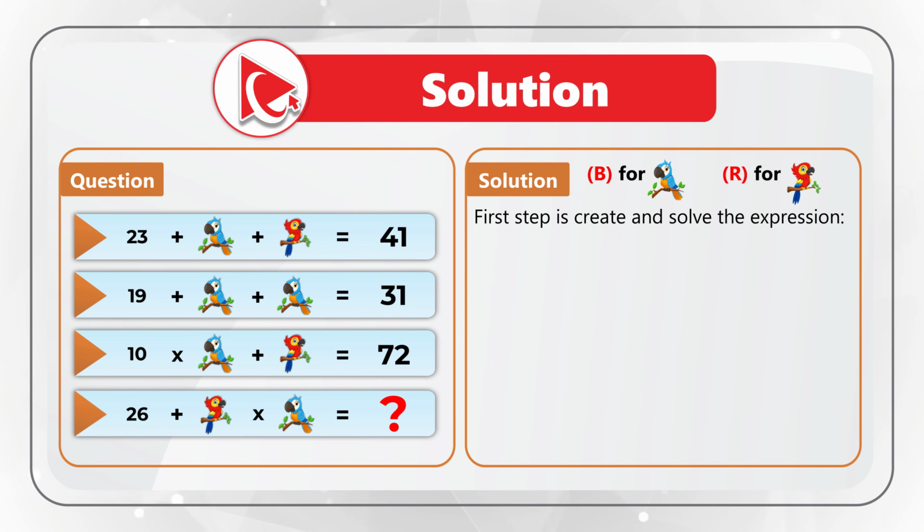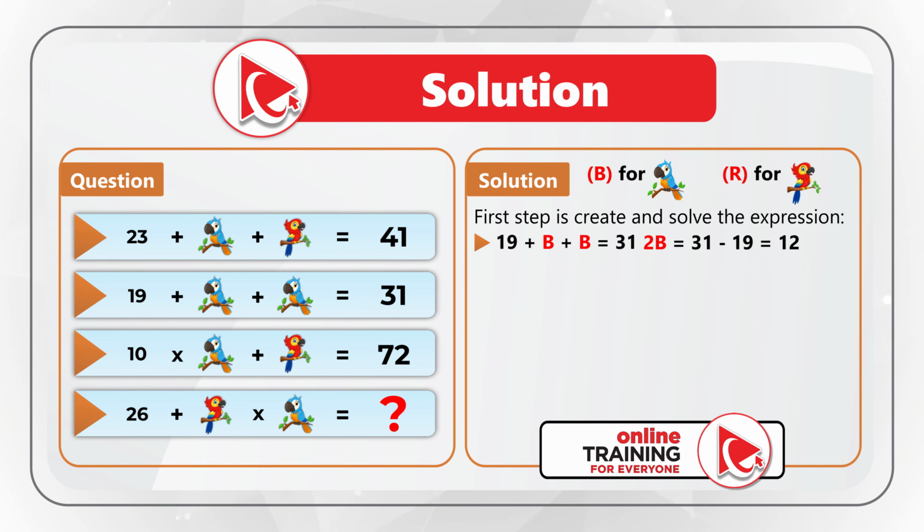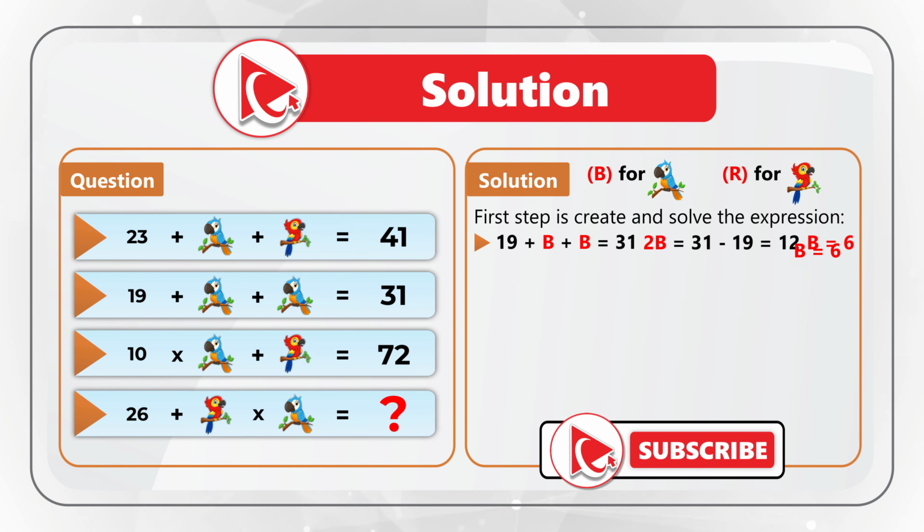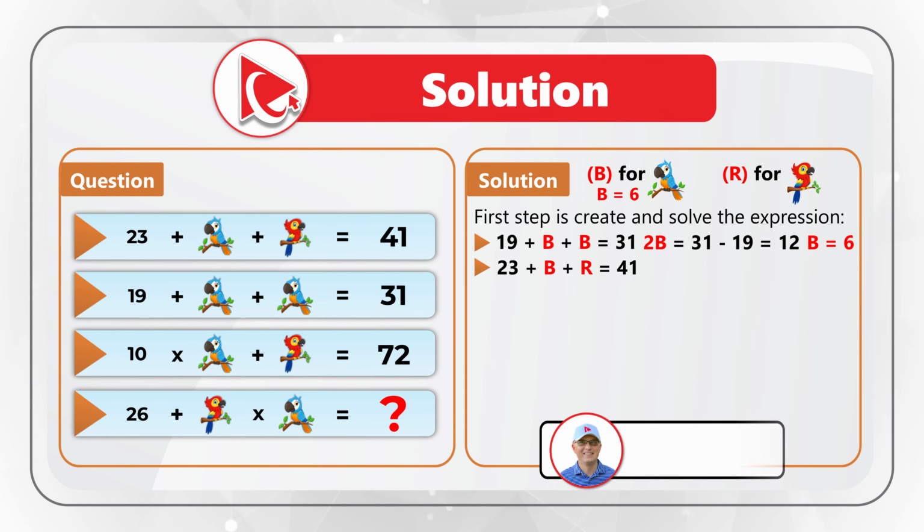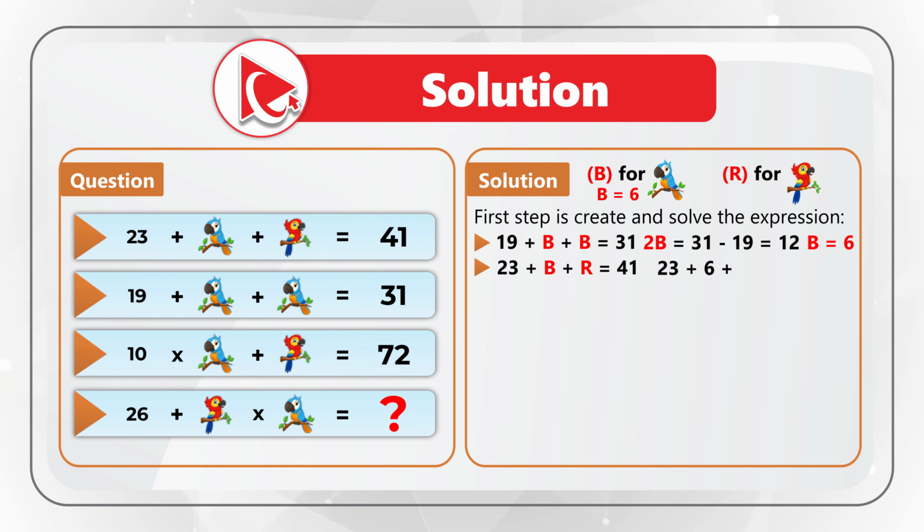The easiest one to solve is the second expression with 1 blue parrot. 19 plus B equals 31, which means that B equals 31 minus 19, which equals 12. Once we solve it, we see that B, blue parrot, equals 6. Knowing the value for blue parrot, we can solve the first expression. 23 plus B plus R equals 41, which means that 23 plus 6 plus missing variable R equals 41. After the calculations, R equals 41 minus 29 equals 12.